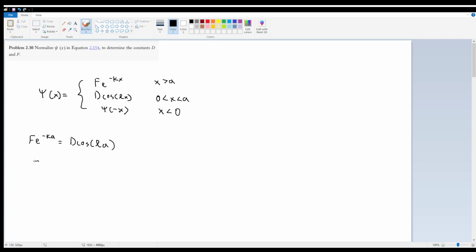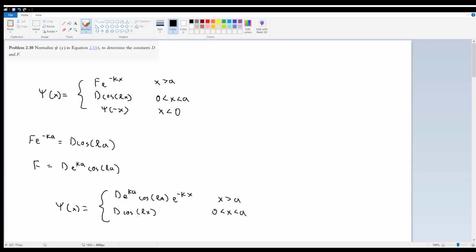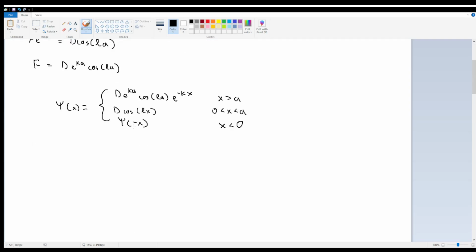From here, F is equal to D e to the ka times cosine of la. If we plug this in, our new wave function is piecewise: D times e to the ka times cosine of la multiplied by e to the negative kx when x is greater than a, then D cosine of lx when x is between 0 and positive a, and then psi of negative x on the other side. From this point, we just have to normalize this.